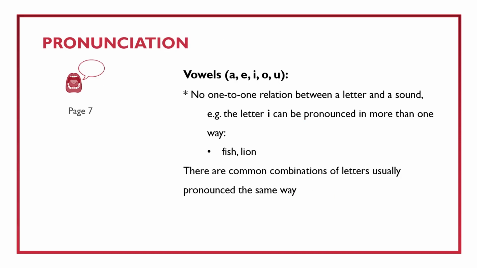All right, so on the same page, page 7, section 3, pronunciation, we have vowel sounds. So what are vowels? Vowels in American English are A, E, I, O, and U. We call them vowels in English. But it is important to know that there is no one-to-one relation between a letter and a sound.